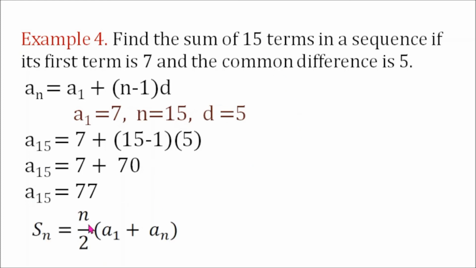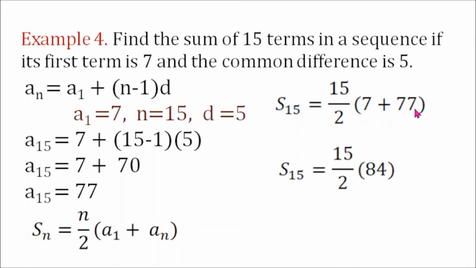Now we can use the formula: s sub n equals n over 2 times the quantity a sub 1 plus a sub n. Okay, we have n equals 15, a sub 1 equals 7, a sub n equals 77. Simplifying furthermore, we have 7 plus 77 is 84, so we have 15 over 2 times 84, and 15 over 2 times 84 equals 630. So this is the answer.